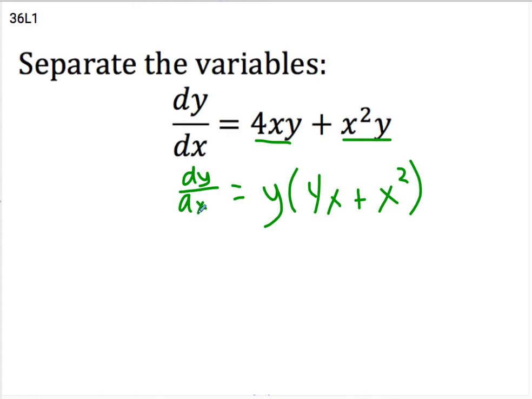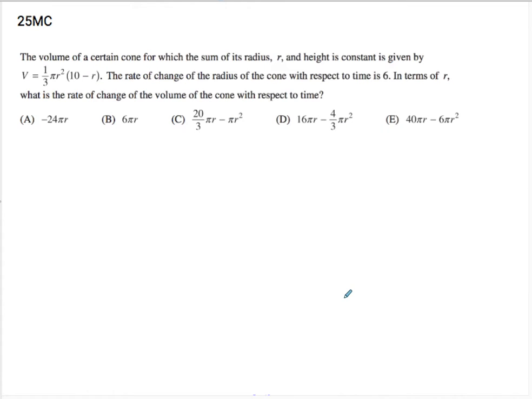And I'm going to multiply by dx, divide by y to get them on their respective sides. We got dy over y equals 4x plus x squared dx. There we go on that one. Moving on to multiple choice.